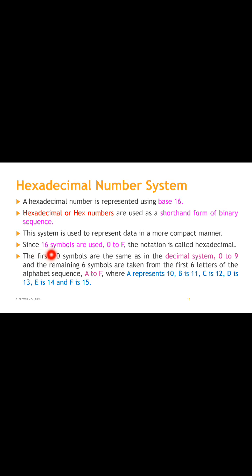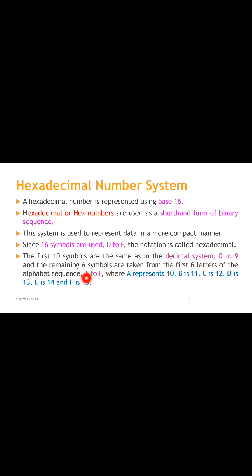Then here, since it has 16 symbols, 0 to F, the notation is called hexadecimal. As it is having 16 symbols only, it is known as hexadecimal. As I told already, hexa is 6 and decimal is 10. So 6 plus 10 is 16. So that's why it is known as hexadecimal. So here the first 10 symbols are the decimal number values 0 to 9. The next 6 are the English alphabets A to F, A, B, C, D, E, F.